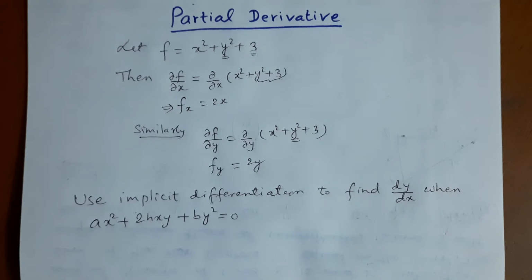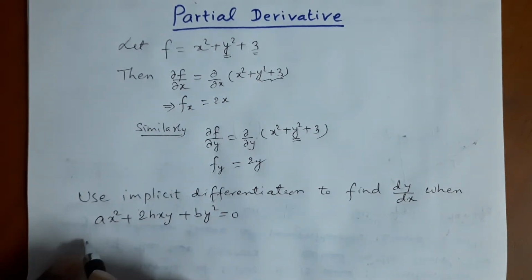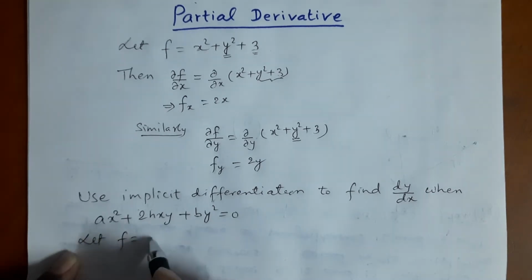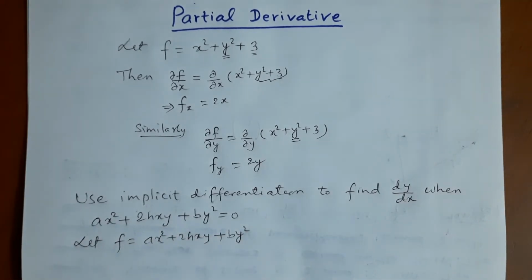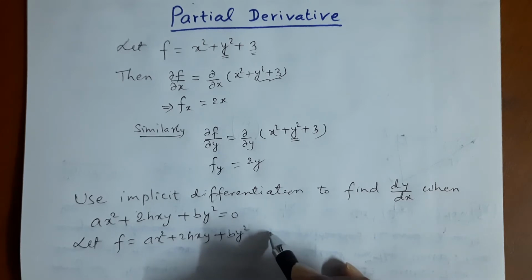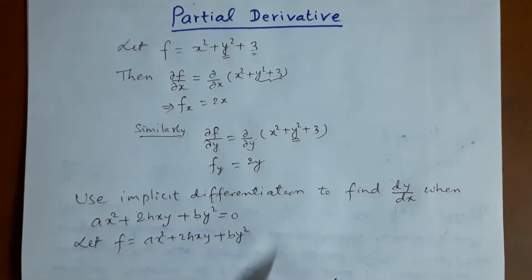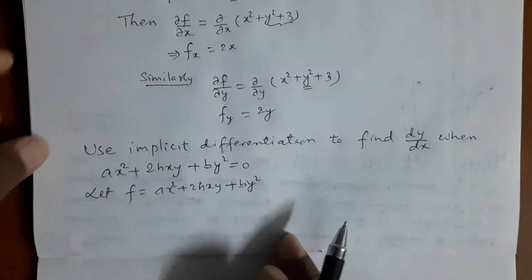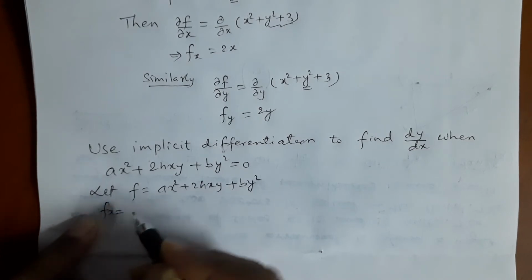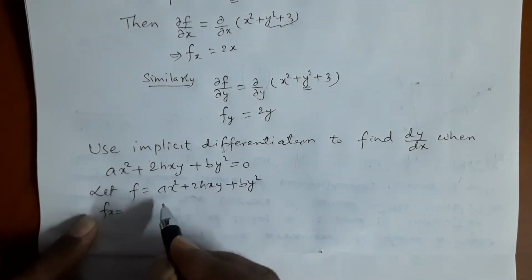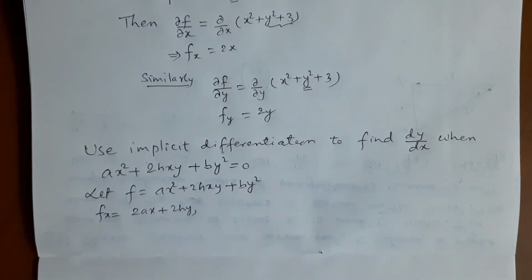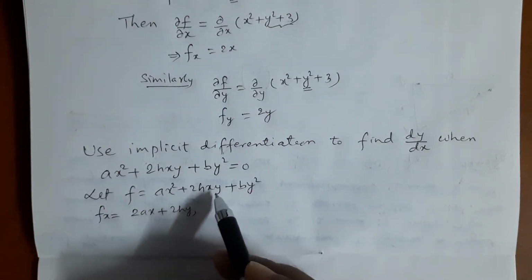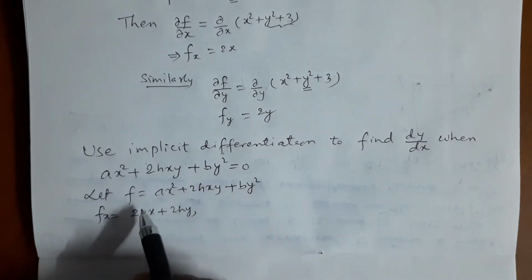So to solve this, we suppose let f be ax square plus 2hxy plus by square. This expression is the function f(x, y), or f we can suppose, and if we find out the partial derivative with respect to x, then we denote that by fx, and its partial derivative with respect to x will be 2ax plus 2hy. Here we have taken y as constant while finding out the partial derivative with respect to x.